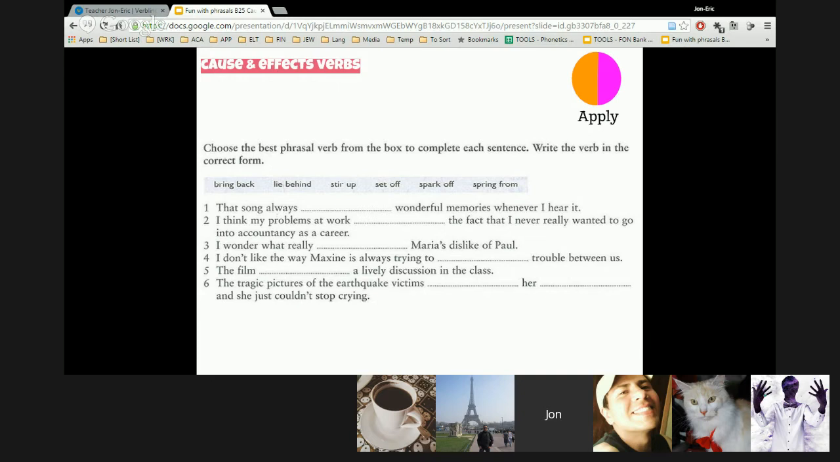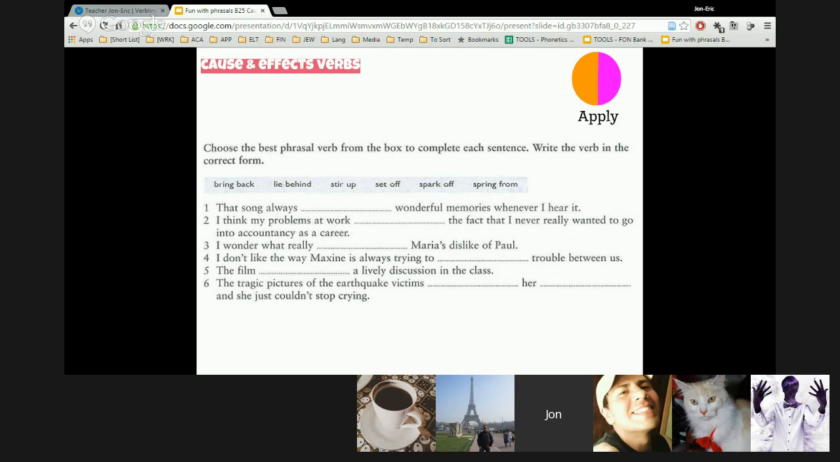So, I think we can do these in any order you like. I'll read it. You tell me what the right word is, okay? So, the first one, the song that always blank wonderful memories whenever I hear it. Brings. I should say that brings back. Very good. And you noticed that you had to change the conjugation, not bring but brings.